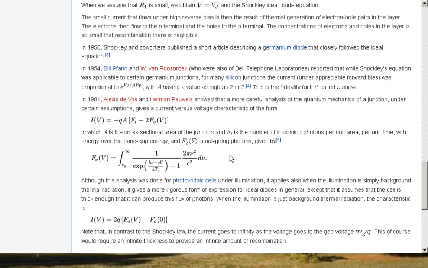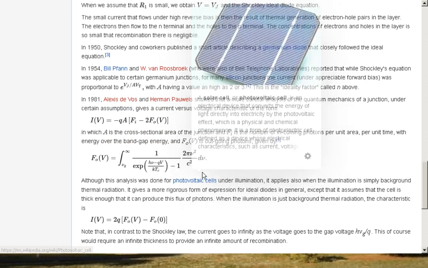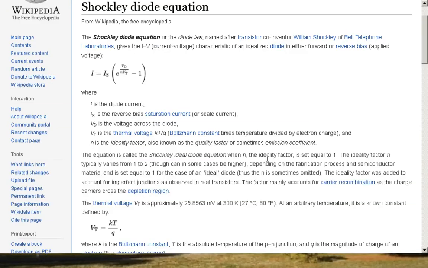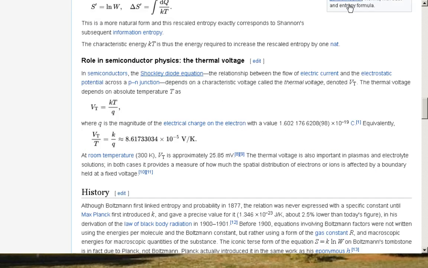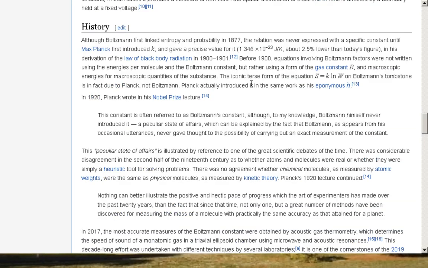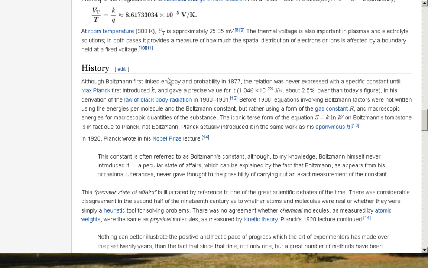The reason I am looking at this is because it's talking about Planck's constant, which is h down here. It's talking about photons going through that diode in a transistor. Boltzmann never expressed this relation until Max Planck first introduced k and gave it a value of about 2.5% lower than today's figure, in his derivation of the law of black body radiation.